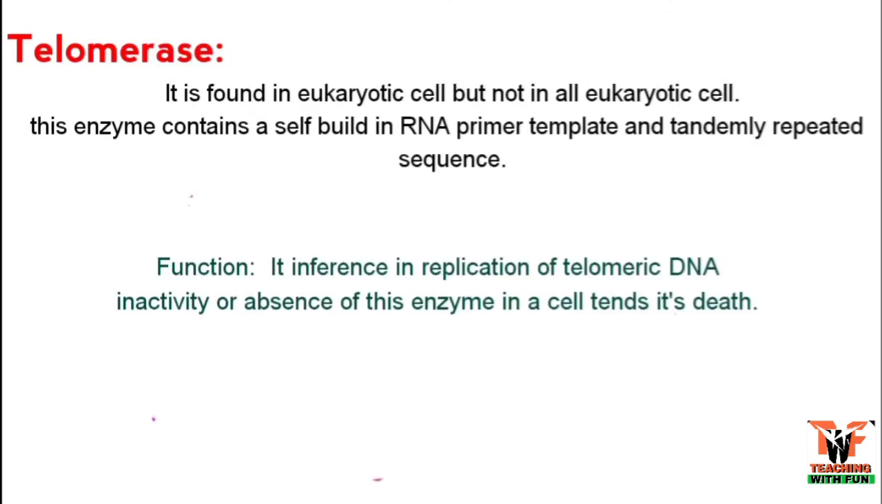Next enzyme is telomerase. This enzyme is found in eukaryotic cells, but essentially not in all eukaryotic cells. This enzyme contains a built-in RNA primer template and a randomly repeated sequence, that is TTAGGG in human. Function of this enzyme is it is involved in replication of telomeric DNA and prevents shortening of DNA length in each replication step.